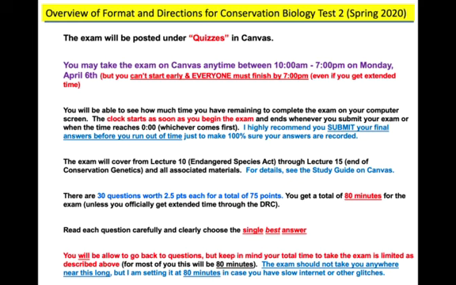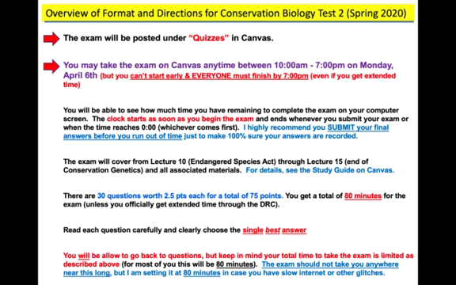Okay, so I want to walk you through some of the main points and some of your directions for taking test 2 on Canvas. Again, the exam will be posted under quizzes in Canvas. I have it set up, or I'm setting it up, so that you can take the exam on Canvas anytime between 10 a.m. and 7 p.m. on Monday, April 6th. I did this to try to give you flexibility so that you could make sure that you had a quiet time and place to take the exam, and hopefully you can be somewhere where you have a good internet connection.